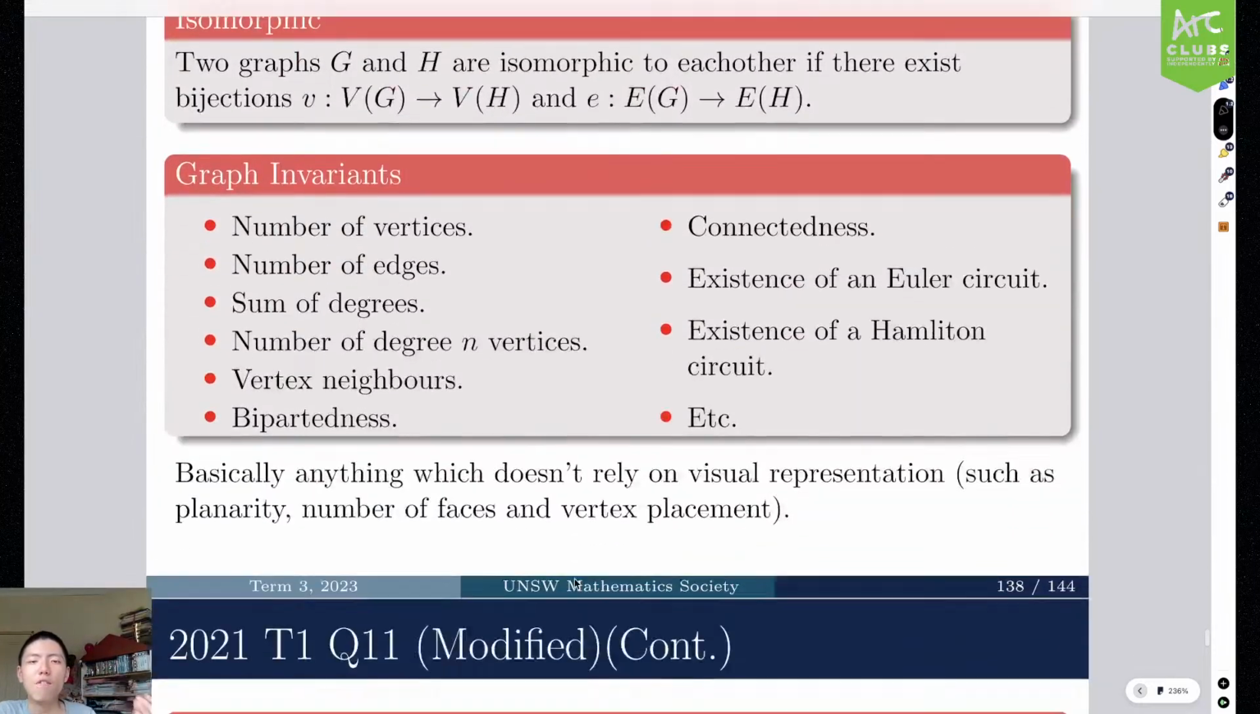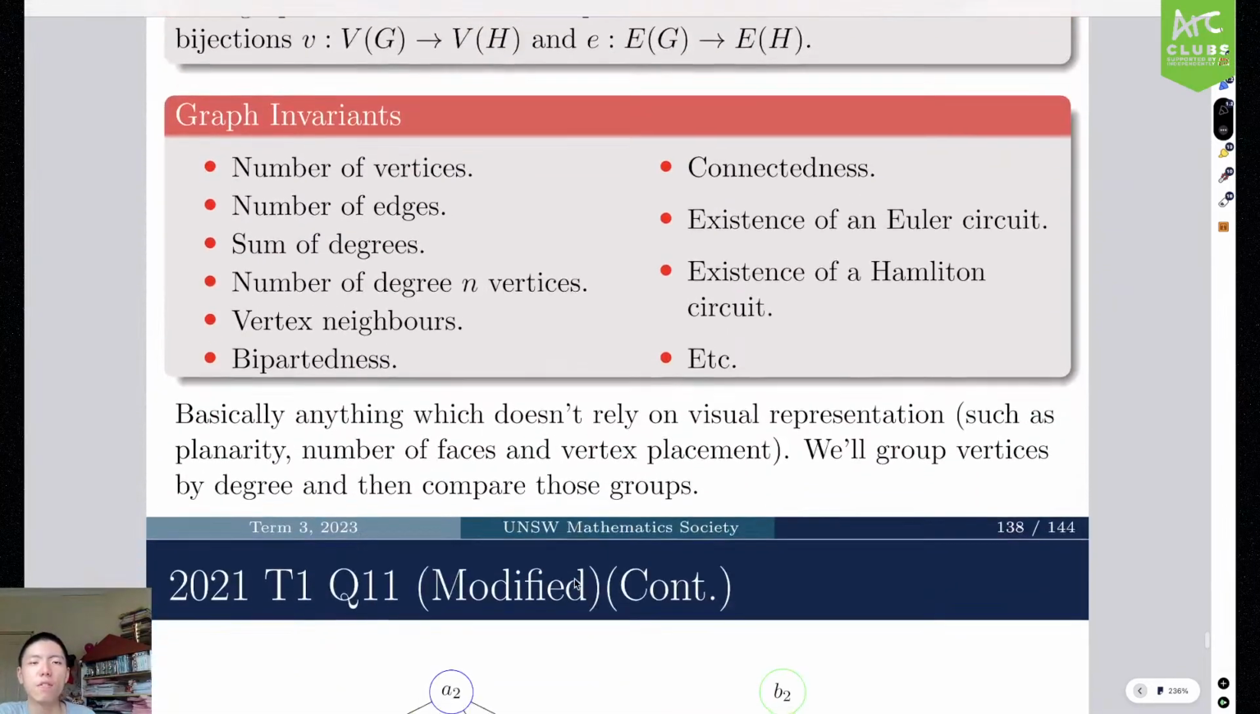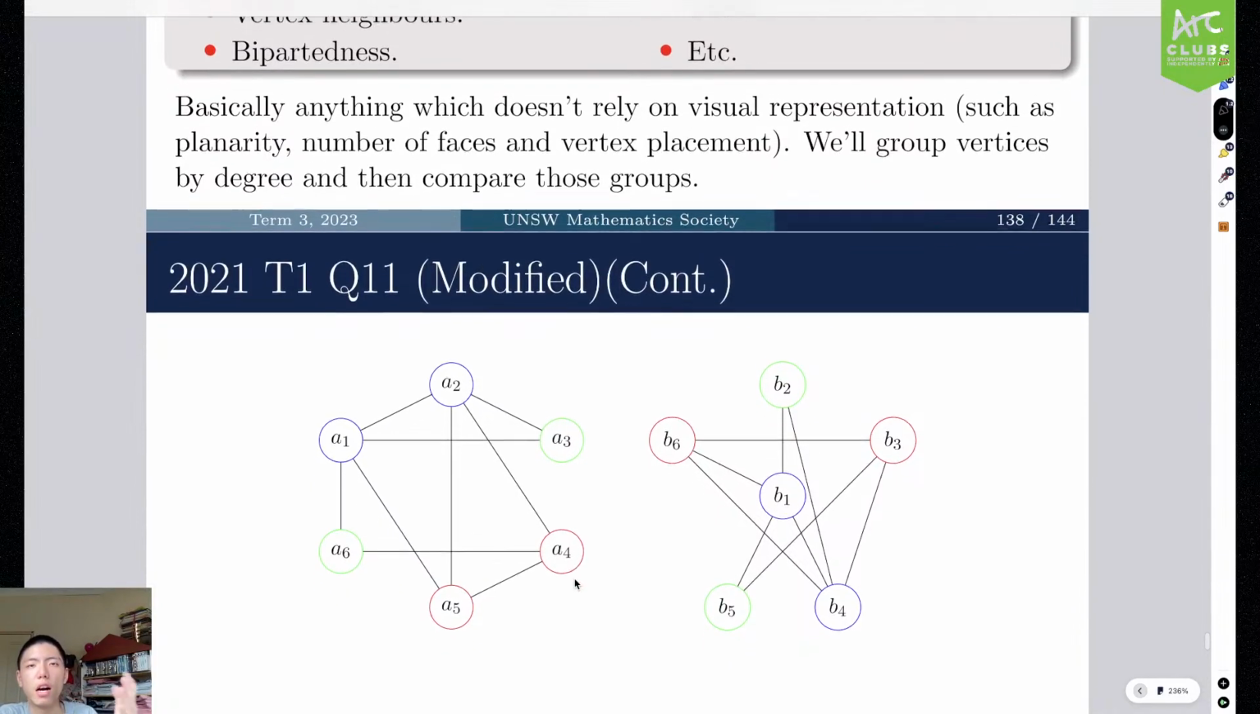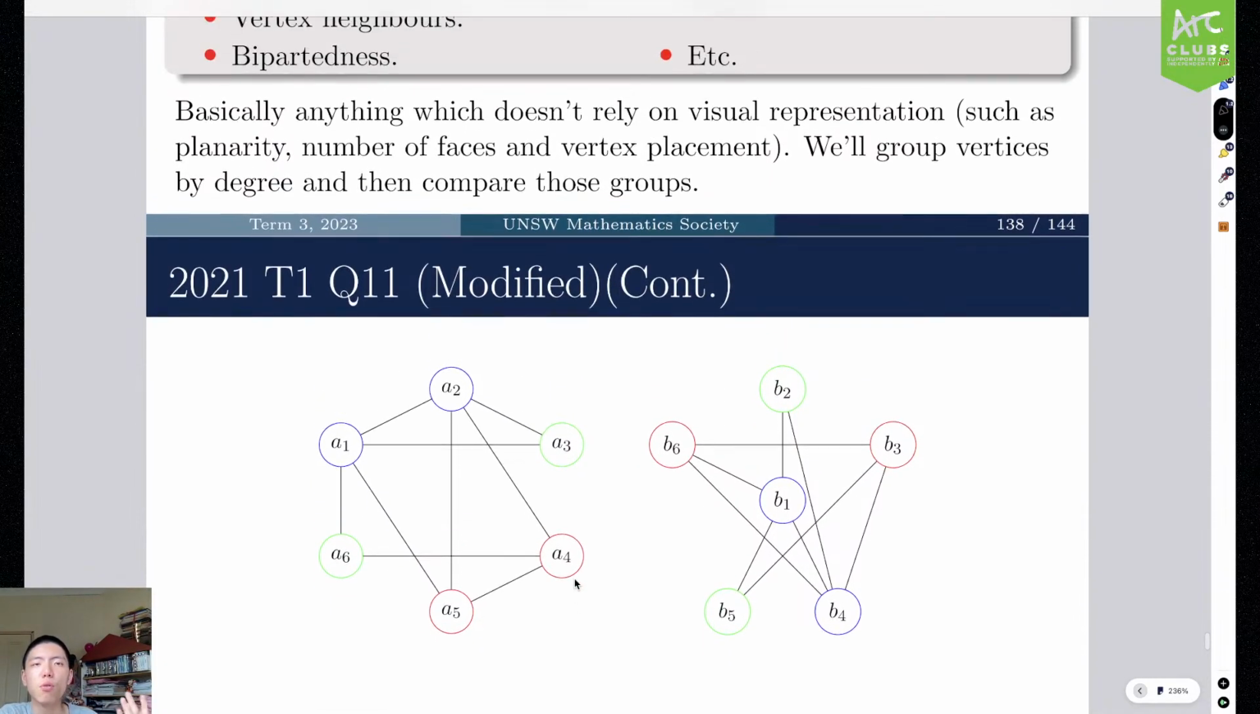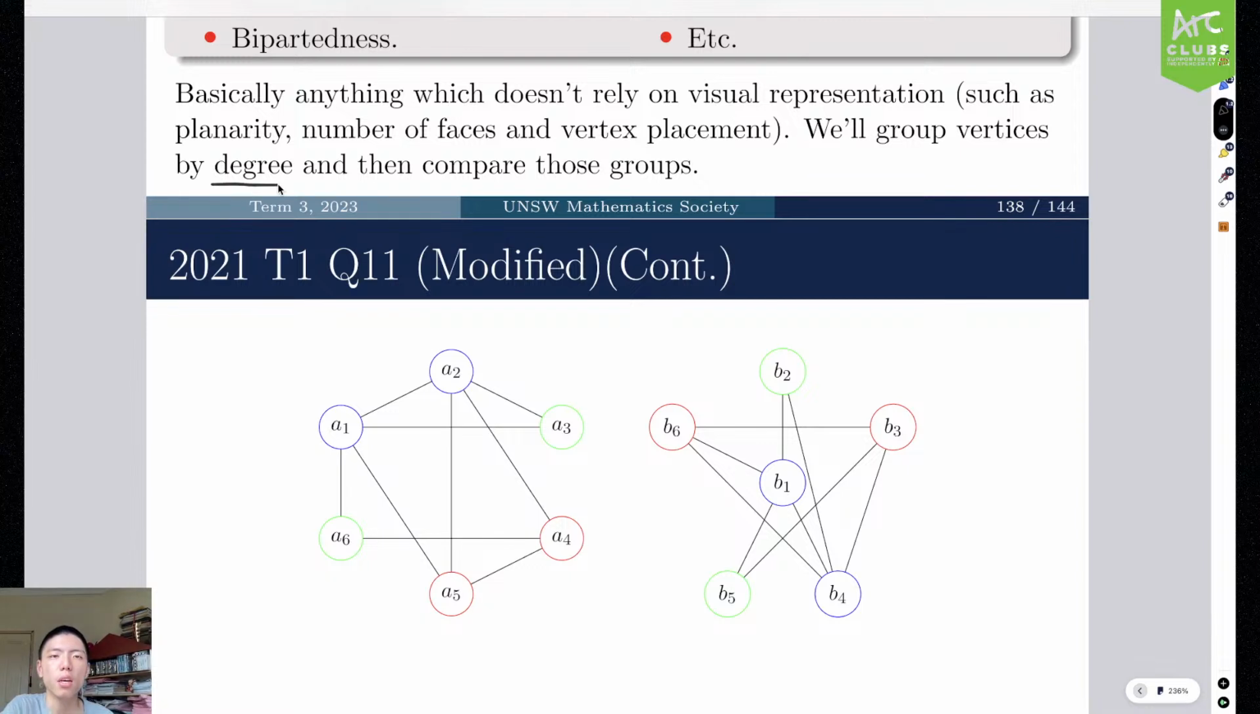So if we want to show that these two graphs are isomorphic to each other, then we can group vertices that have the same degree and then compare those groups to each other to help us figure out clues as to what the mapping is.